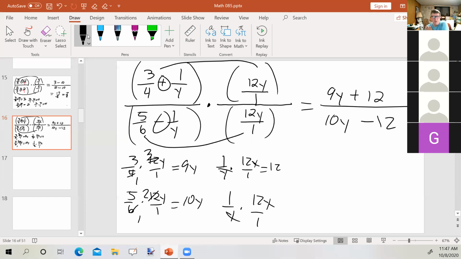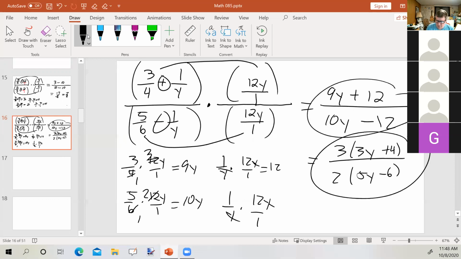Over 12y. Okay, so then 12 over 6 is 2 over 1, and we get 10y minus 1 over y times 12y over 1, minus 12. Okay, so now it's a simple fraction. But I can factor out a 3 on top and factor out a 2 on the bottom, which gets me absolutely nowhere. Darn. Sooner or later, we're going to do this, and then there'll be something we can reduce out. I promise you. Just not yet. So this is also correct, but nothing reduced out when I factored things apart.